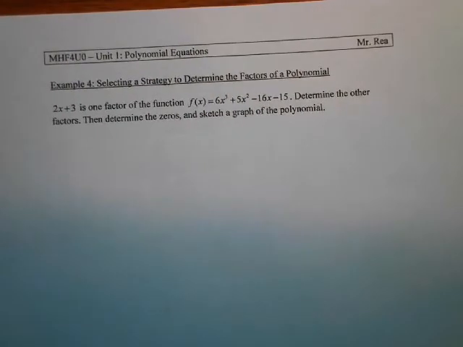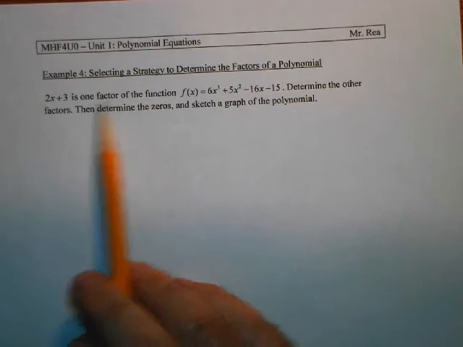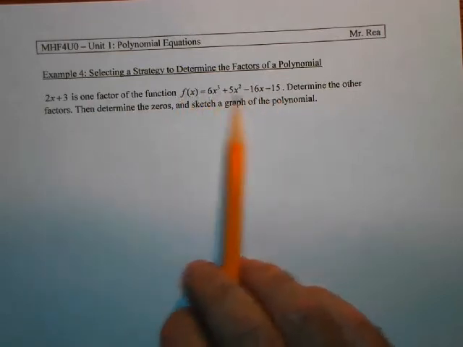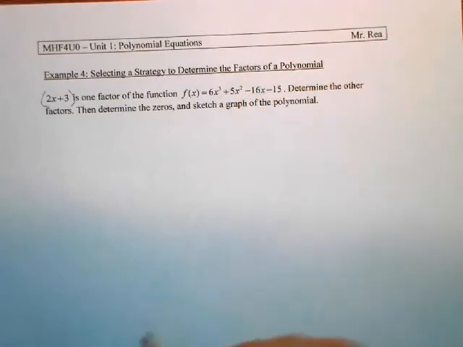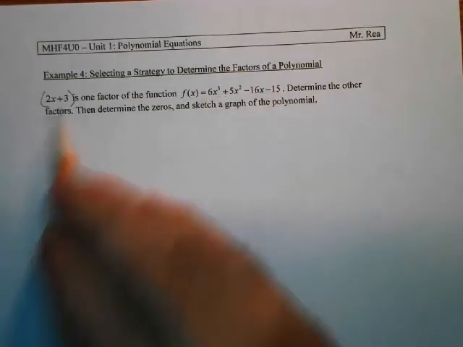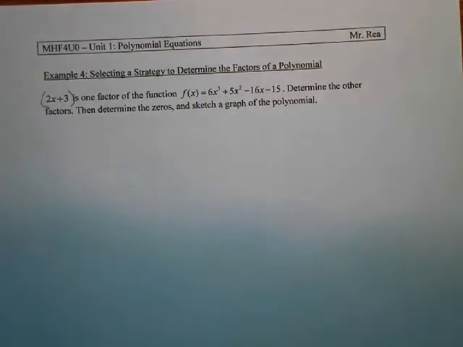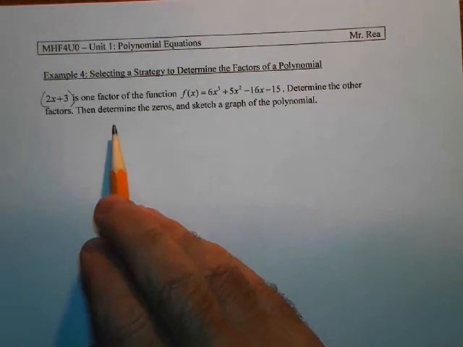Let's go one step further with this last question. This is getting really close to why we're doing this process. This one is actually telling me one of the factors of this function, which is a cubic, f of x. It says determine the other factors, then determine zeros and sketch a graph of the polynomial. They've already told us that this is a factor of f of x, so I should be able to divide this expression by that factor, and I better get a remainder of 0 or they're not telling me the truth, and the answer I get will be the other factor.